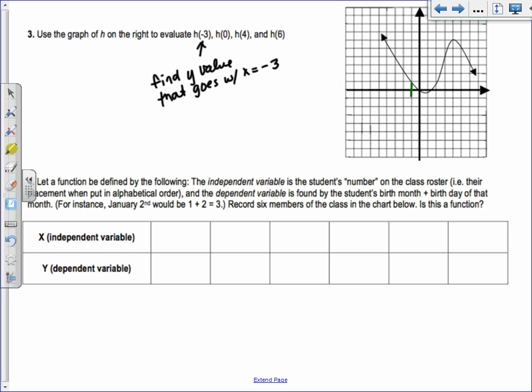So we go over. Let me say, okay, 1, 2, 3 to negative 3. What is the y value of the point on that graph? So if I talked about the point, it's negative 3 comma what? 4. So that means h of negative 3 is 4. Does that make sense? Okay, you guys try the other ones. So find h of 0, h of 4, h of 5. Or h of 6, I guess.